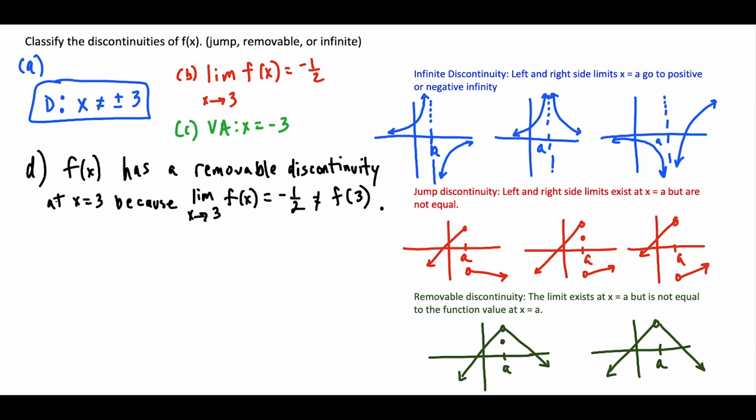Okay, now to answer the rest of this question, we also have to classify what type of discontinuity we have at x equals negative 3. And if we look here, we said in part C that we have a vertical asymptote at x equals negative 3. And out of all of these discontinuities here, the vertical asymptote indicates that you have an infinite discontinuity, because if your function is going up to plus or minus infinity on either side, that means that you have an infinite discontinuity.